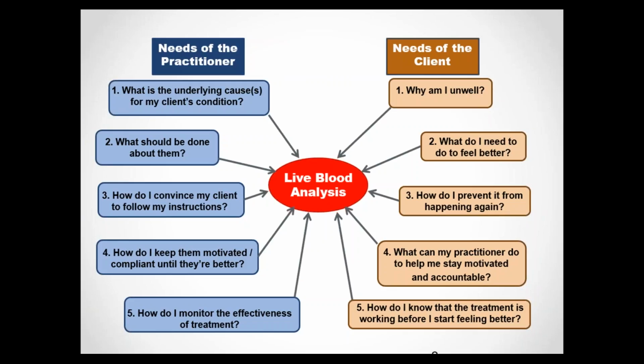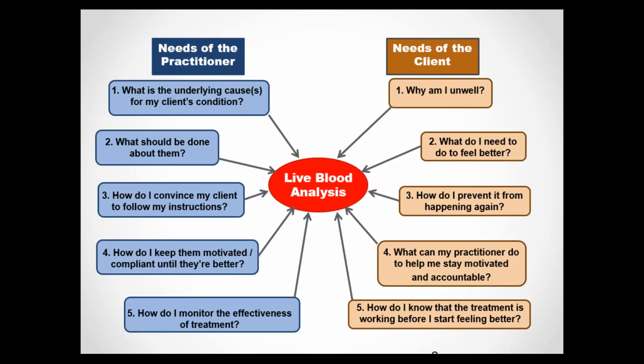By assessing the changes taking place after implementing specific treatment protocols, we can establish whether a specific protocol is actually working or not, and make the necessary adjustments at a much earlier stage than what would have been possible without the blood analysis view.